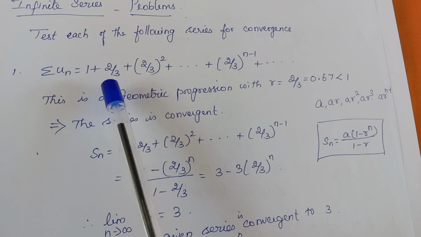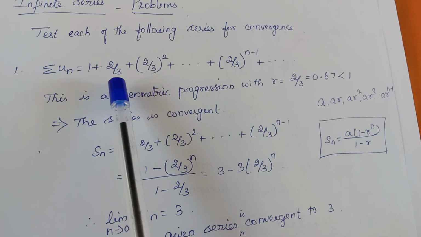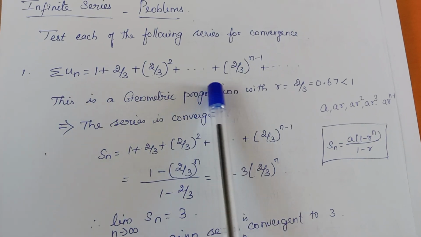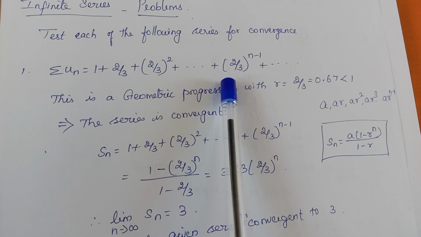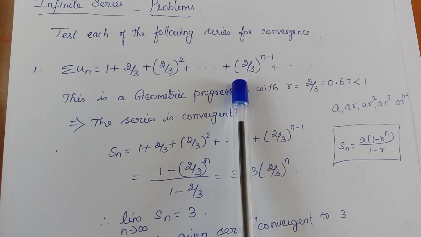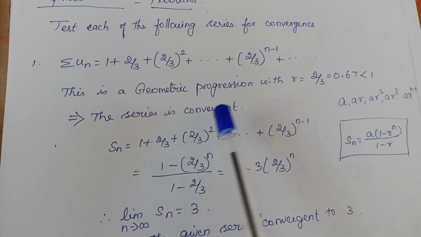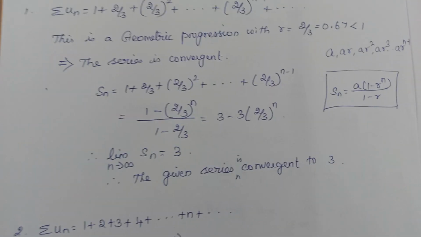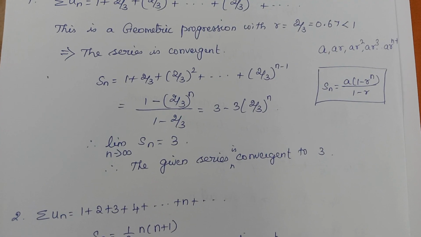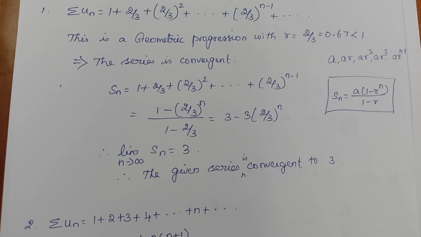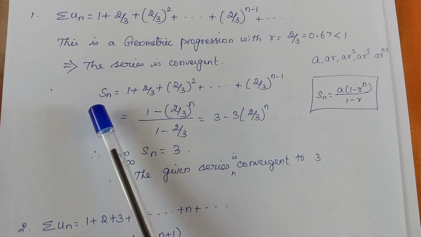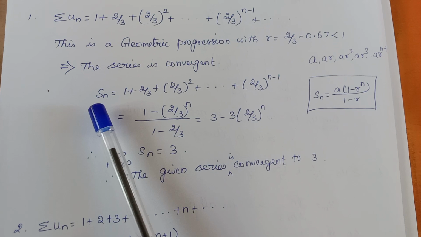Here the common ratio is what? 2 by 3, because you see all the terms are in multiples of 2 by 3, no? So this is a geometric progression with common ratio r equal to 2 by 3, which is less than 1. Therefore this is a convergent series. Okay, if you want to find out the limit, convergent means definitely it will have a limit, no? So if you want to find the limit of this convergent series, let us find out the partial sum.